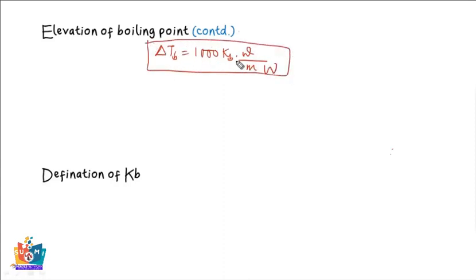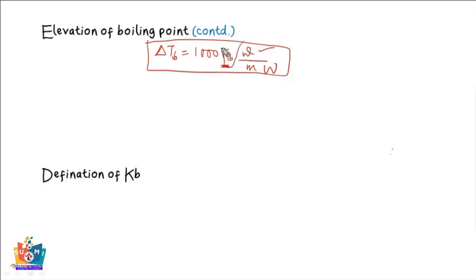Remember the significance of each term. This is a constant. This is weight of solute. Try to understand the significance of each term. Kb is a constant. Delta Tb is the increase in boiling point. Small w is the weight of solute. Small m is molecular weight of solute or molar mass of solute. Capital W is the weight of solvent.